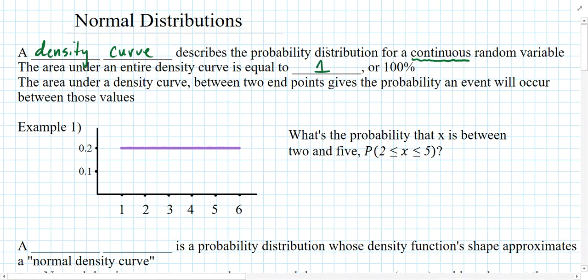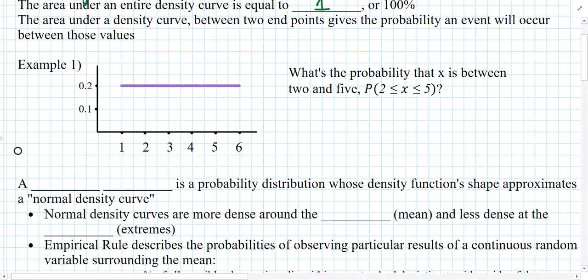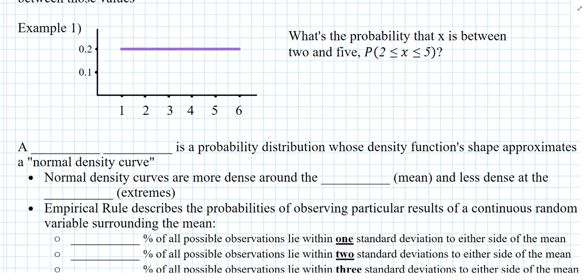The area under a density curve between 2 points gives us the probability an event will occur between those two values. For example, a density curve, even though it is a straight line, is provided that shows the probability of choosing a value between 1 and 6 at random. The probability associated with each value is 0.2.